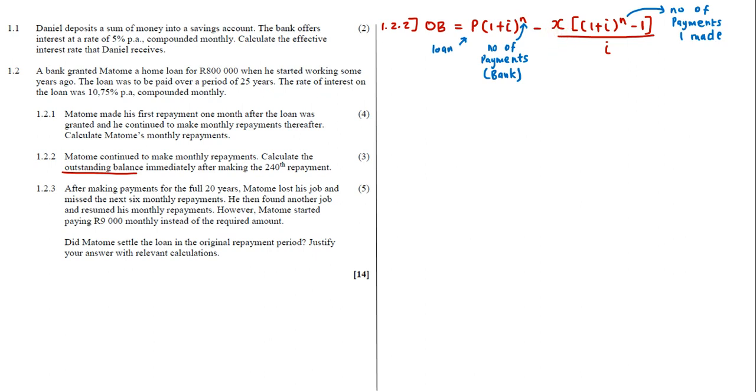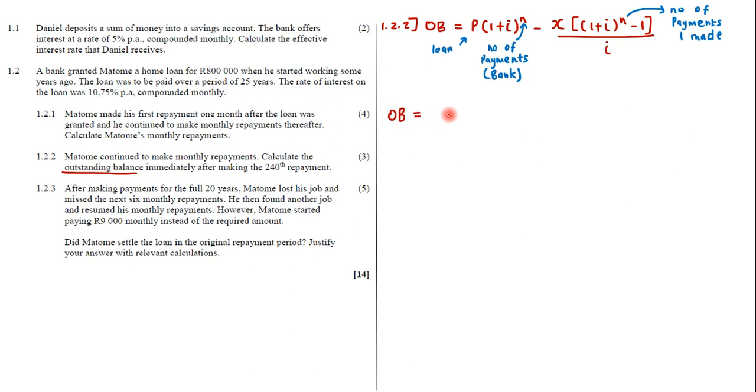Now, this is very important for you to understand, because in the other questions, you will notice that the bank will expect that by now you should have made the 240th payment, but you have already made 220. So there are scenarios like that. Okay. So how do we then calculate our outstanding balance?